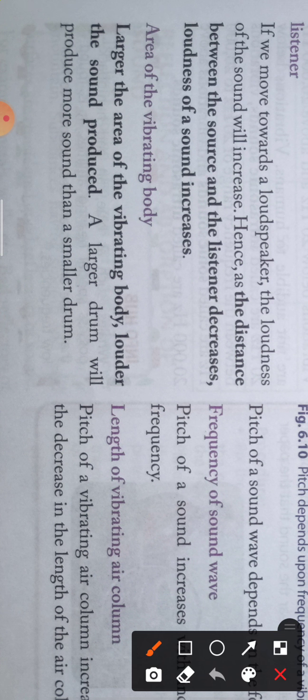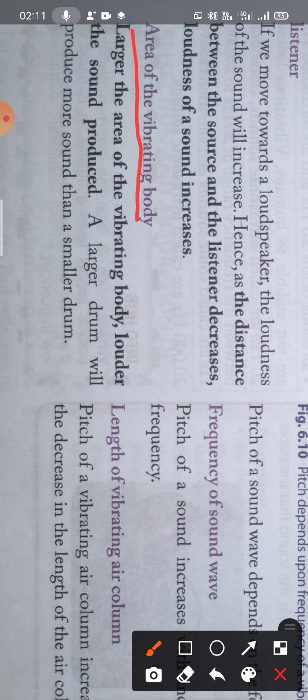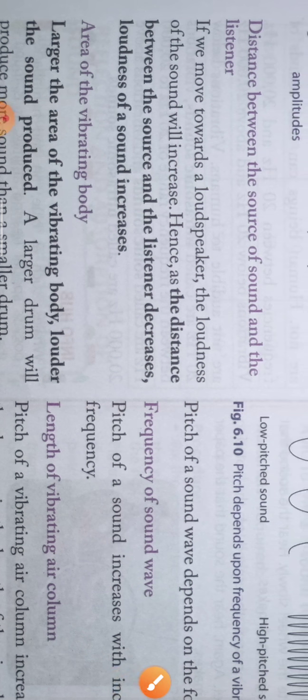Now the third point is the area of a vibrating body. The loudness of a sound also depends on the area of a vibrating body. If the vibrating body has a larger area, then a very loud sound will be produced. If the vibrating body has a very small area, then a dull or very small pitch sound will be produced.